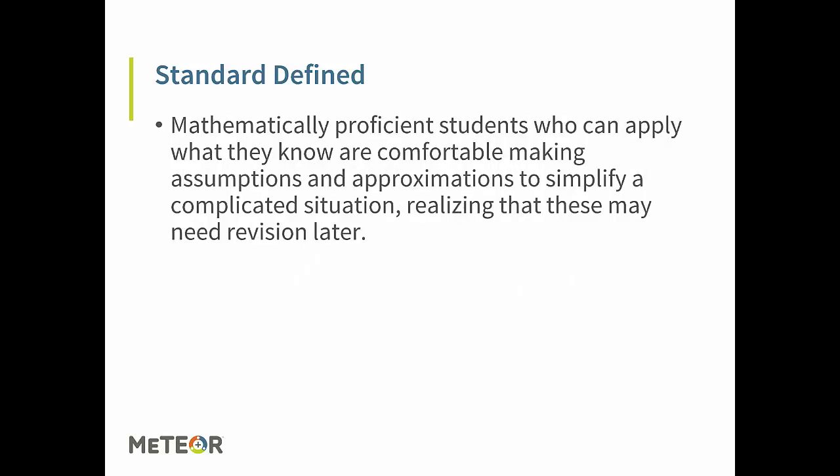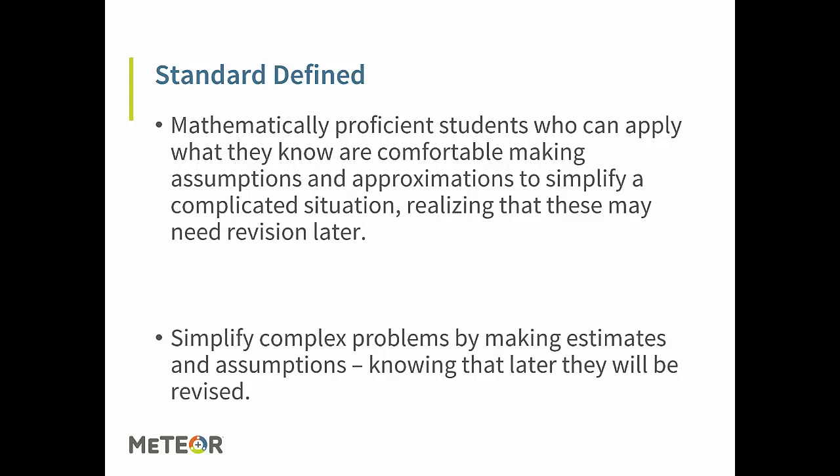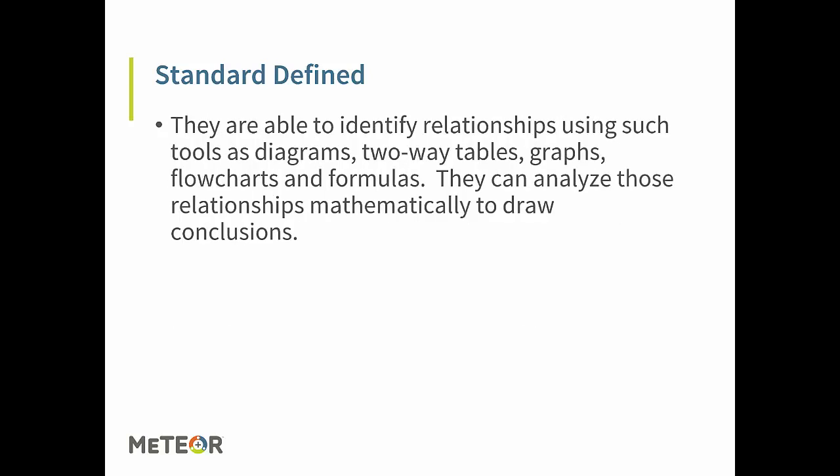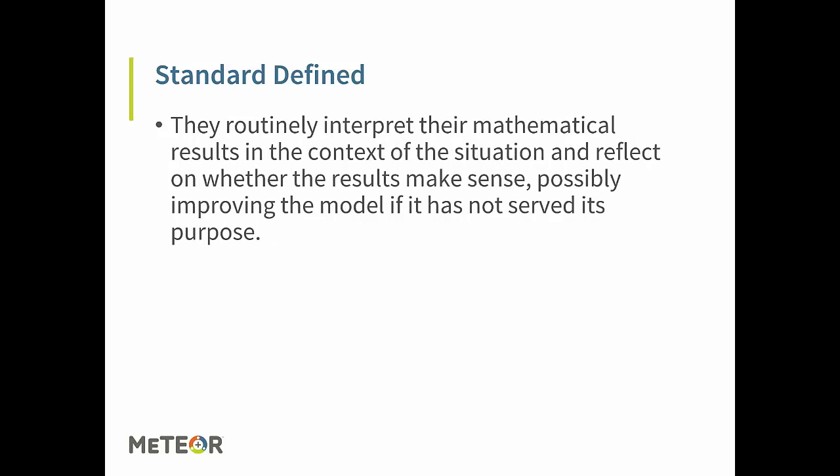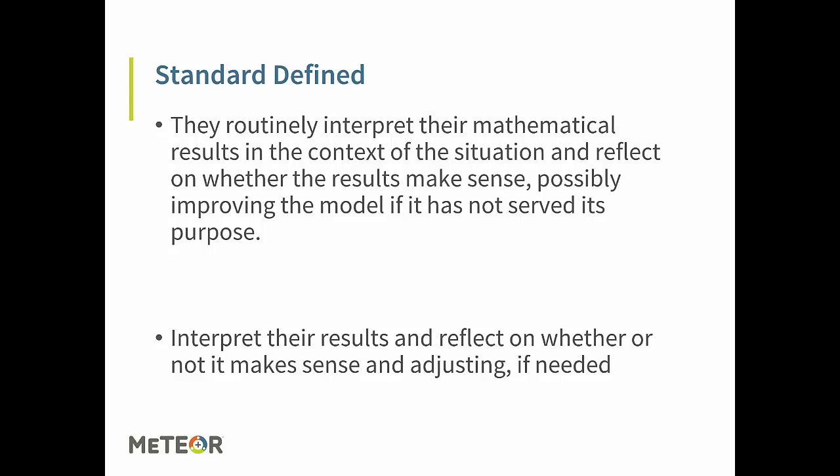This section describes the ability to simplify complex problems by making estimates and assumptions, knowing that later they will be revised. Proficient students can also identify relationships by using tools and analyze the relationship to get an answer. And lastly, this math practice states that proficient students can interpret their results and reflect on whether or not it makes sense, adjusting if needed. So although Math Practice 4 is lengthy when it's read in its entirety, it's really simply saying that students can solve real-world problems. They can simplify or revise their answers. They're using models and they're analyzing their results.